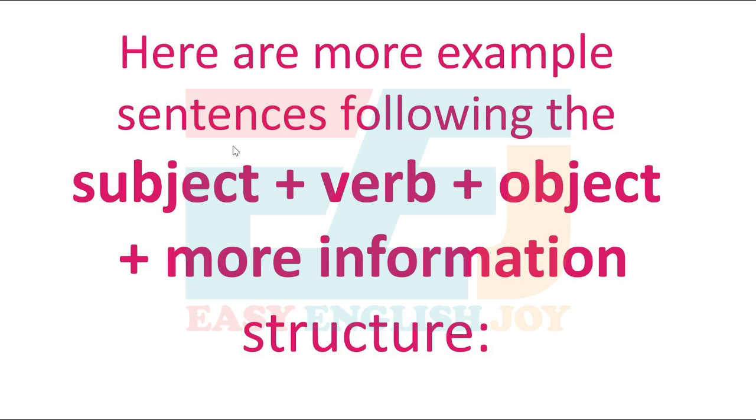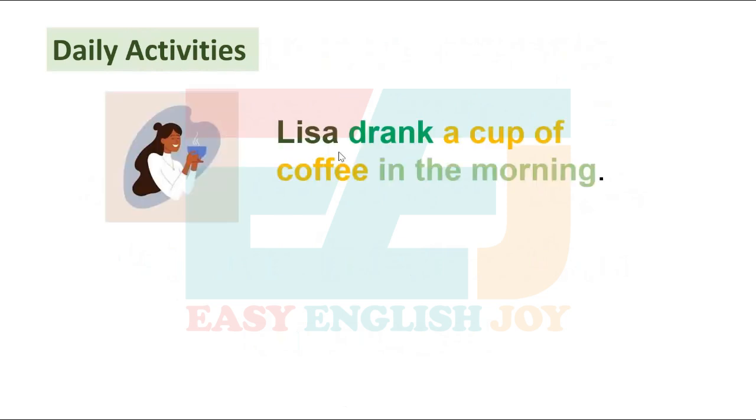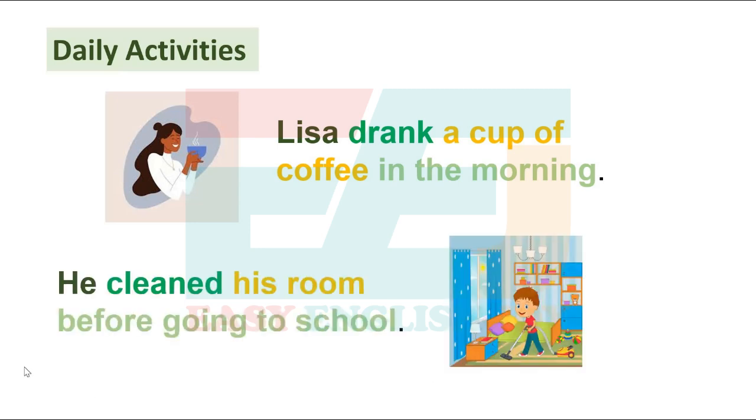Here are more example sentences following the subject plus verb plus object plus more information structure. Daily activities. Lisa drank a cup of coffee in the morning. He cleaned his room before going to school.